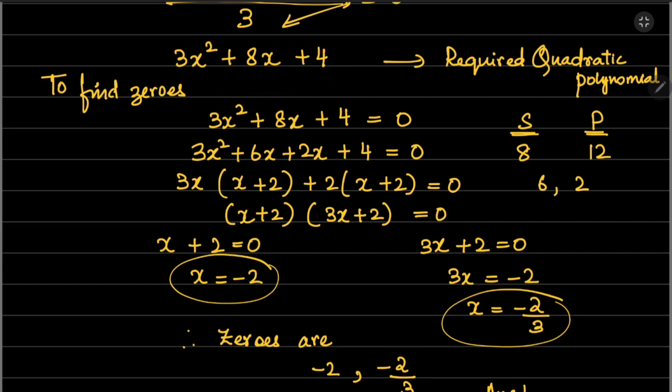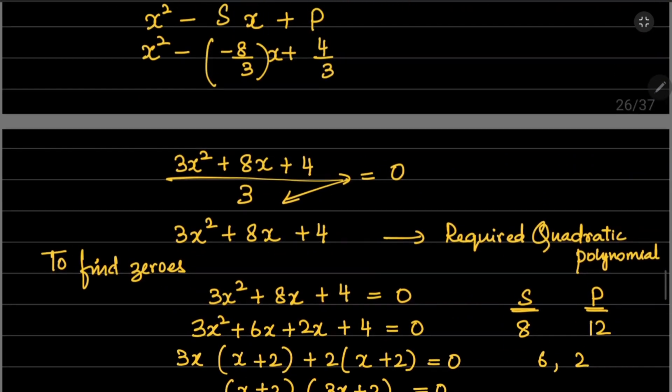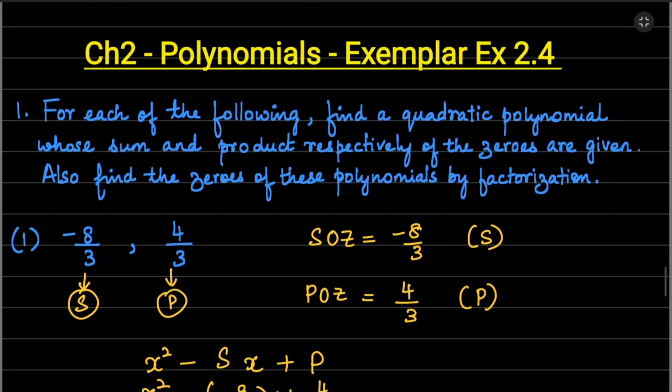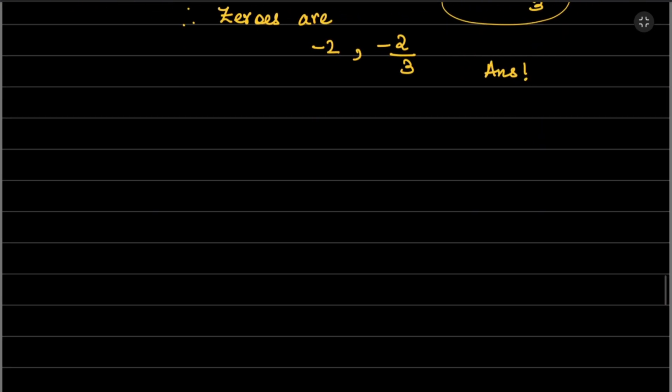Let's move on to the second question. So this is your first question. Within it, there's only one question and there are four subdivisions within it. So this is your exercise 2.4 question number 1. Let's move on to question number 2.